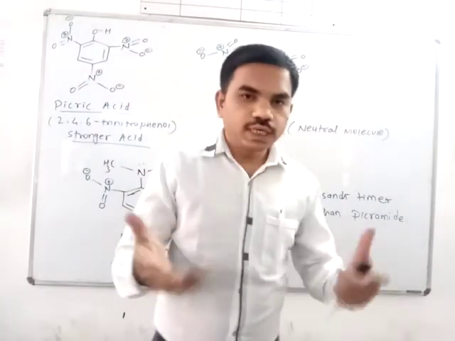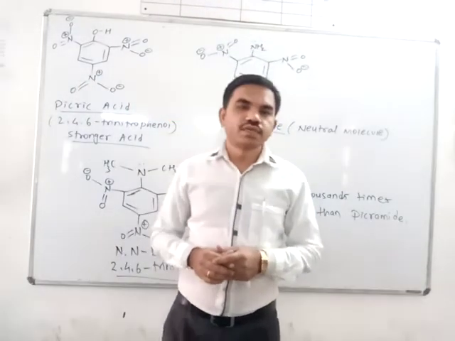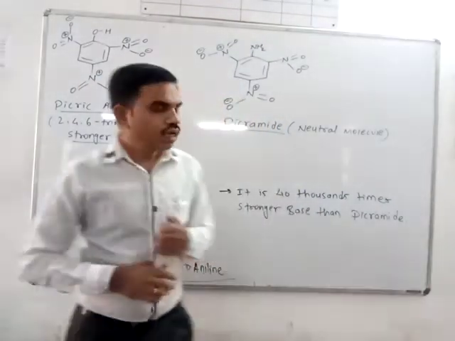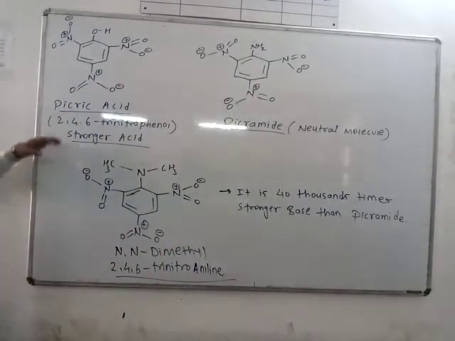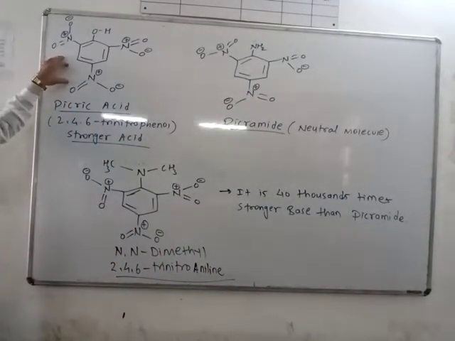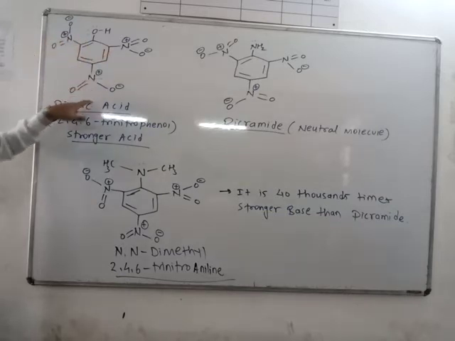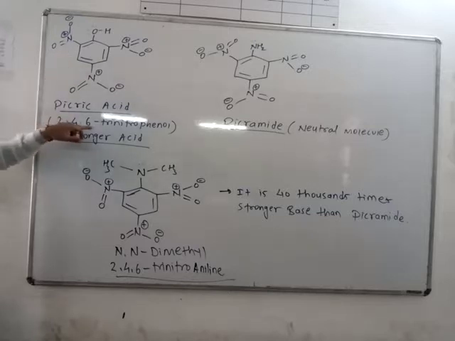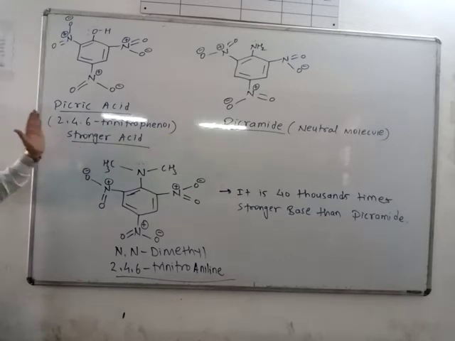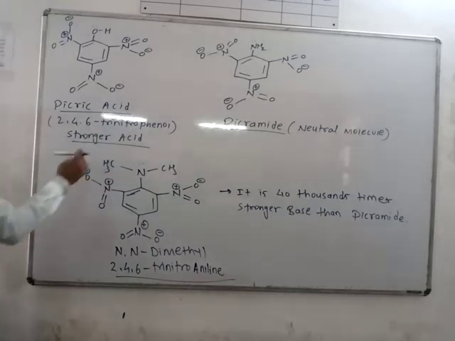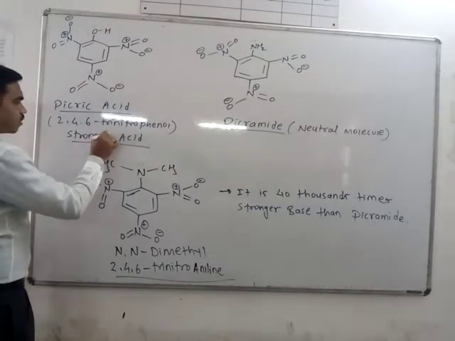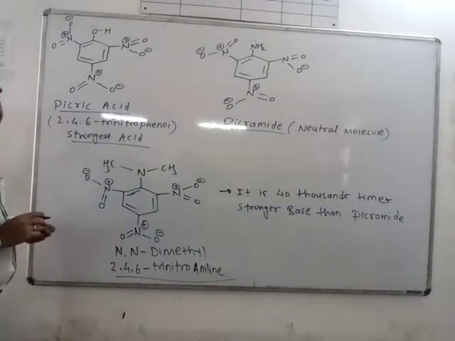Okay friends, so see some more examples of steric effect, that is steric crowding. Now see here, this is one example, picric acid. You know this is phenol, with NO2, NO2, NO2 groups, picric acid. IUPAC name 2,4,6-trinitrophenol. Now it will act as a stronger acid, the strongest acid of phenols, picric acid.